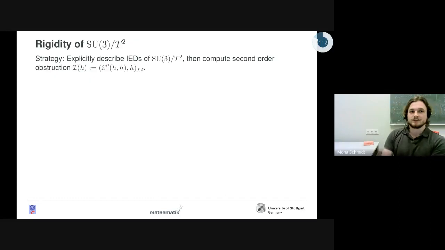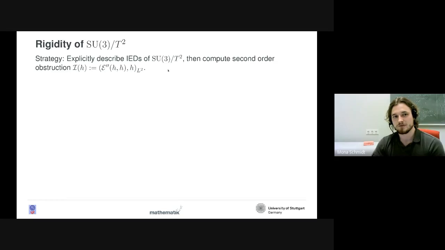So the strategy is we take the IEDs of SU3 over T2, we want to describe them explicitly enough in order to do the suitable computations with them. So we want to compute this second order obstruction. We take the E double prime of H, H in a product with H. If you can show that this does not vanish, then we have shown that the metric is rigid.